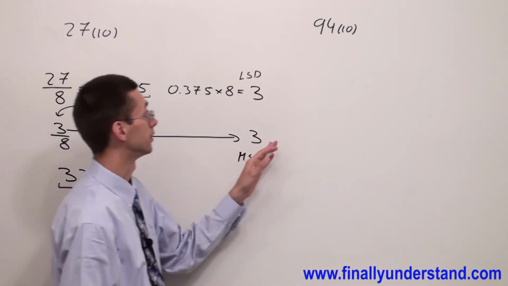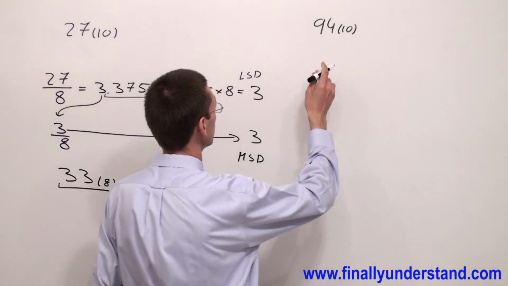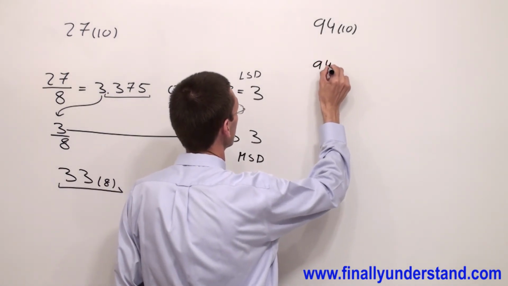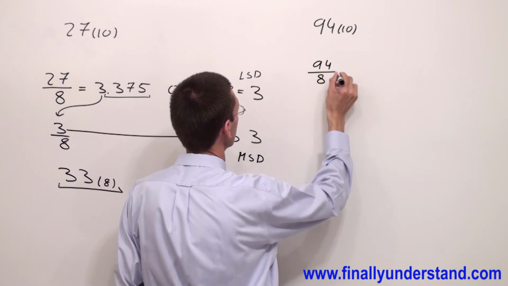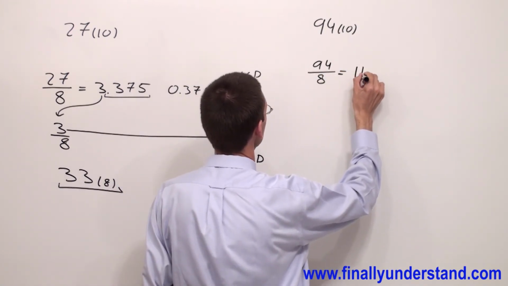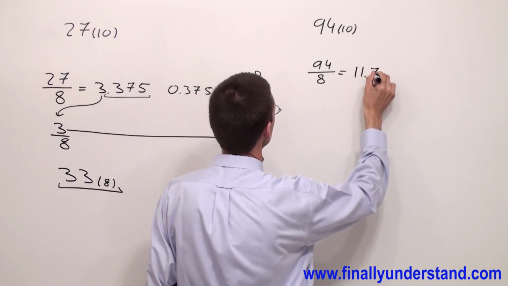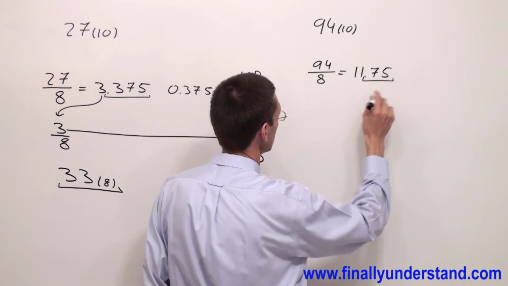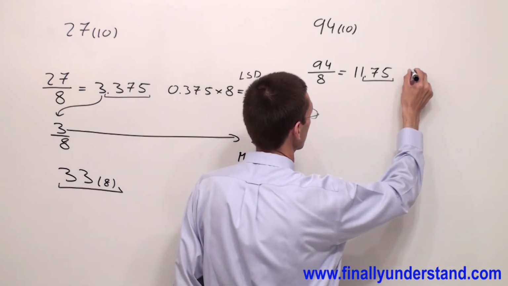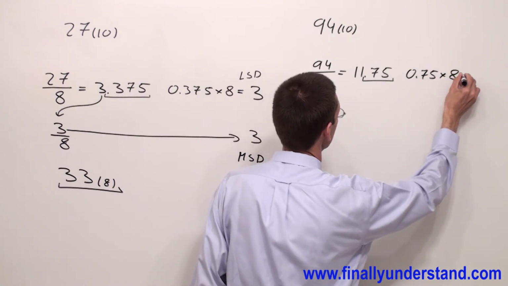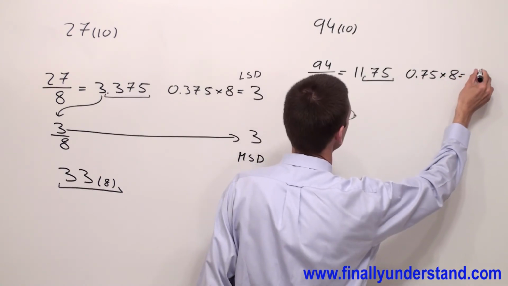Let's take a look at this example. Again, we're supposed to perform the division. I have 94 divided by 8. 94 divided by 8 is 11.75. You're supposed to take the decimal part of this number and multiply by 8. So 0.75 times 8 is equal to 6.